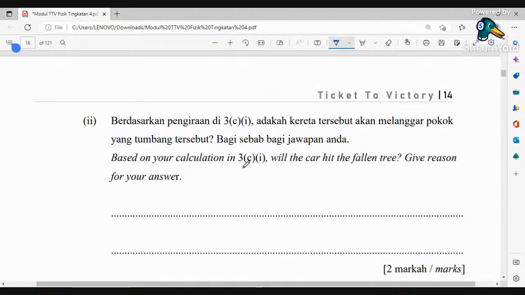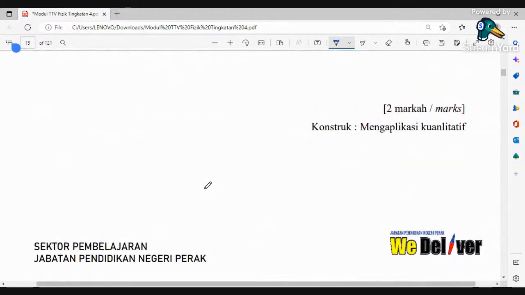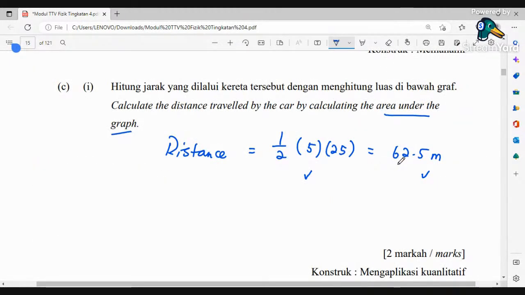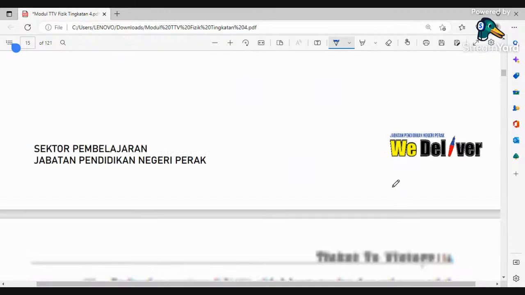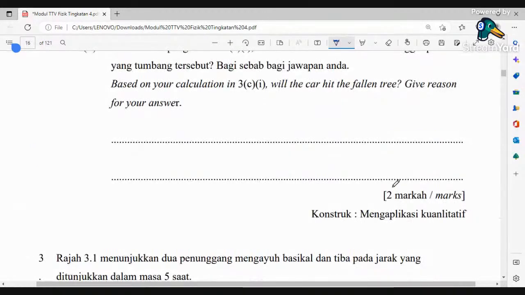Part 2, based on your calculation in 3C1, will car hit the fallen tree? Give reason for your answer. Okay, brake the pedal and then 62.5. Tadi dia cakap 50 meter saja kan? So means it will, yes, it will hit the car. Will the car hit the fallen tree? Yes. Give reason of your answer.